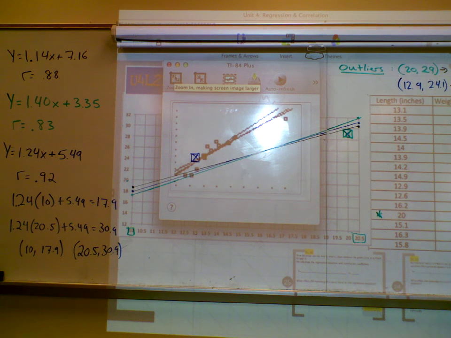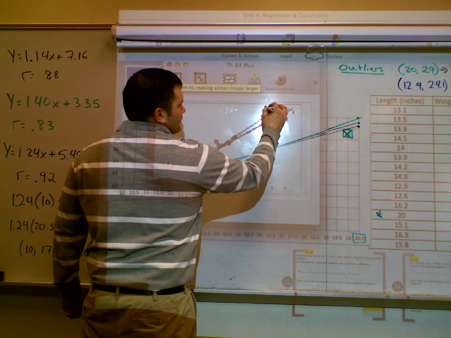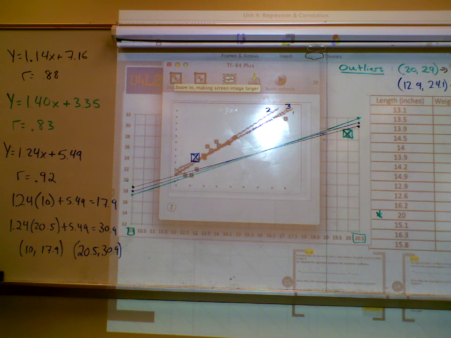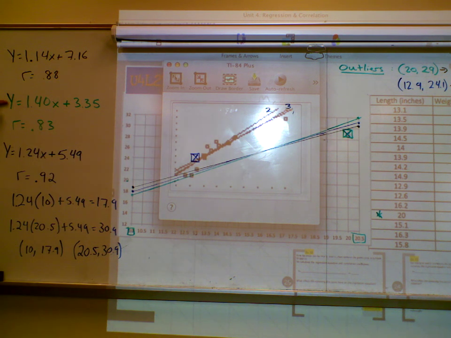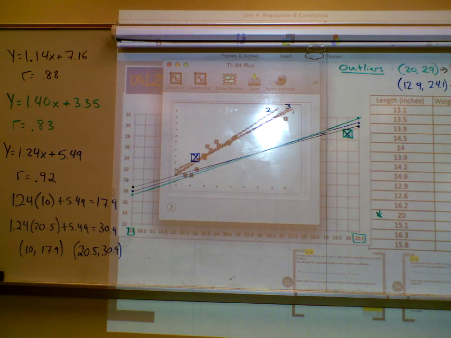Now, if you watch these get graphed, you'll notice that this first one down here was the first one, this one right here was the second one, and that was the third one. So if you follow on that graph, you would see that the second one we plug in, 1.40x plus 3.35, changed the most, which is the same thing we see right here. Now the graphs don't look exactly the same because this is more of a square window than the rectangular window on our paper. All right, are there any questions about influential points?